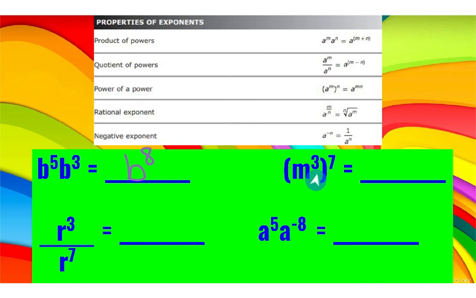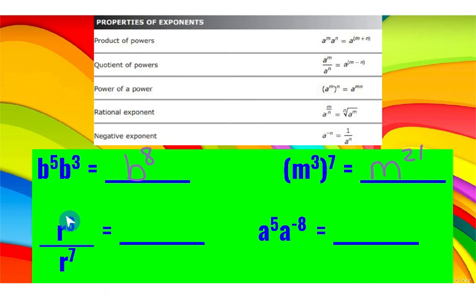On this one, we are raising it to the power of 7. So when I'm power of a power, that means I'm multiplying my exponents. So our base stays m. 3 times 7 is 21. So if you got m to the power of 21, great job.